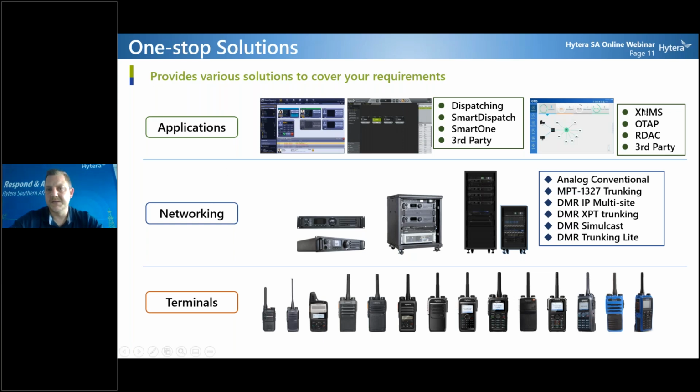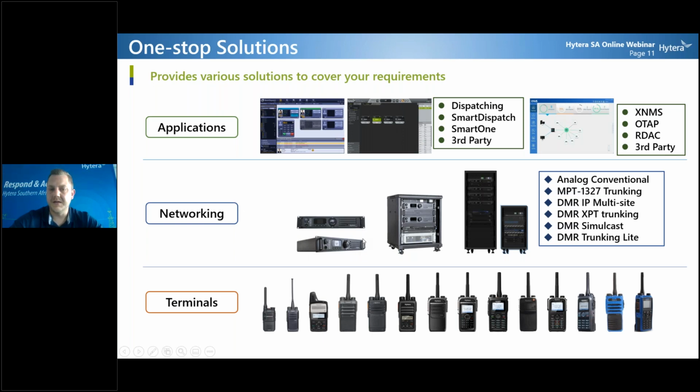So we've got the applications at the top. You'll see we've got Smart Dispatch, which is for conventional, and Smart One, which can work with XPT, Tier 3, or Tetra. Then we've got OTAP and XNMS, which let you monitor your network. We also have another software called NMS, but when we discuss trunking on Tuesday, I'll explain more about the NMS.